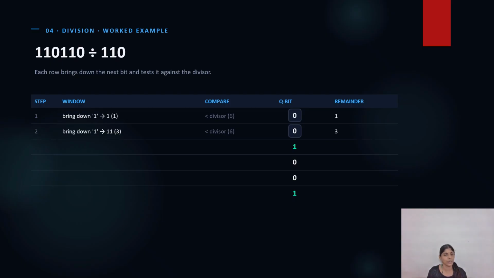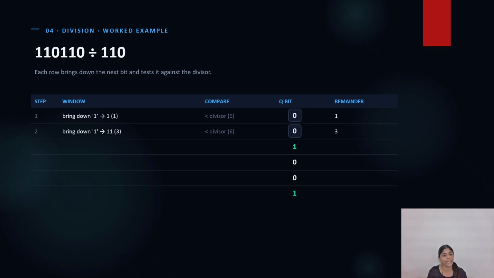2 power 0, the face value is 0. 2 power 1, the face value is 1. 2 power 2, the face value is 1. 2 power 3, face value is 0. 2 power 4, the face value is 1. So now take the 2 power 4. Earlier you brought 1. It was not divided by 6. So the remainder is 1.